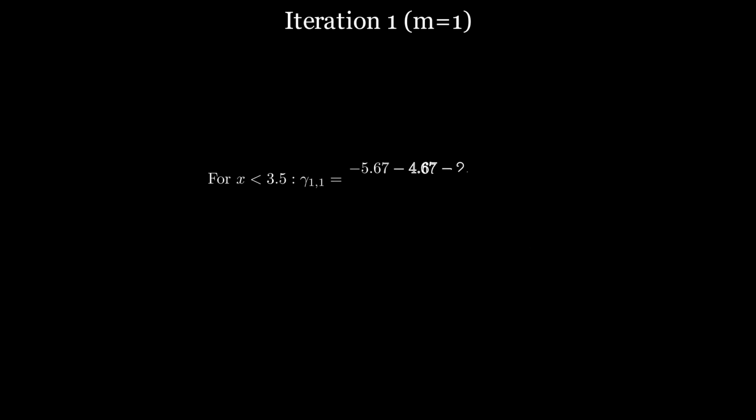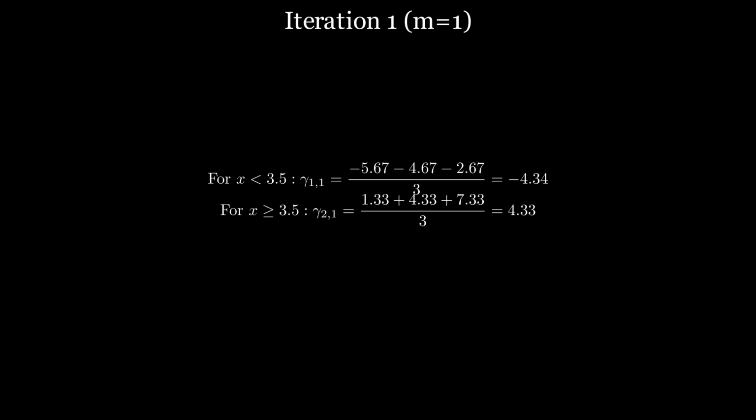Now we find the optimal gamma values for these 2 leaves by averaging the residuals in each. This gives us our first weak learner, H1. Step 4, update our main model using the learning rate of 0.5. The formula is f1 equals f0 plus nu times h1.